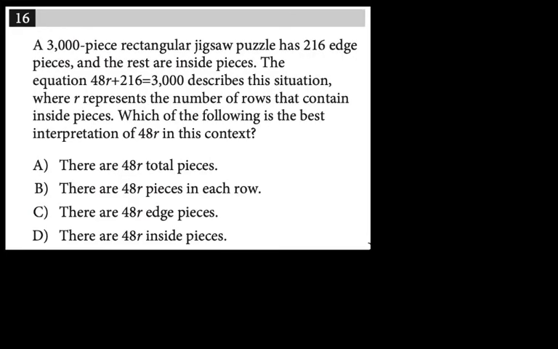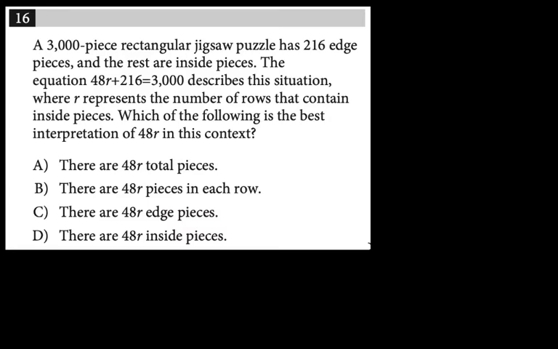All right, let's take a look at question number 16. We have a 3,000 piece rectangular jigsaw puzzle that has 216 edge pieces and the rest are inside pieces. The equation 48r plus 216 equals 3,000 describes the situation where r represents the number of rows that contain inside pieces. Which of the following is the best interpretation of 48r in this context?